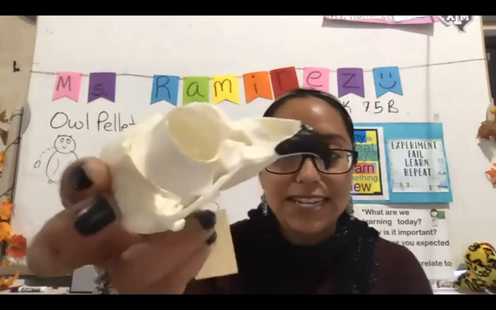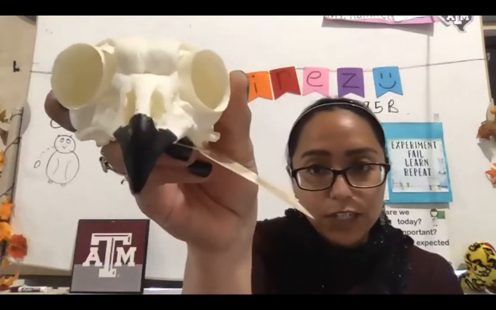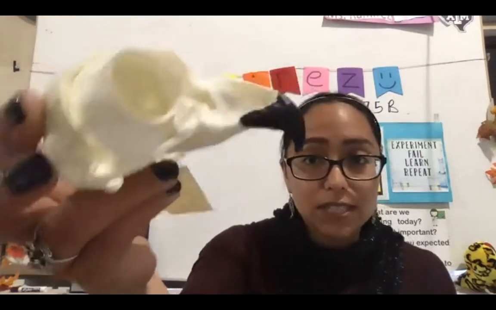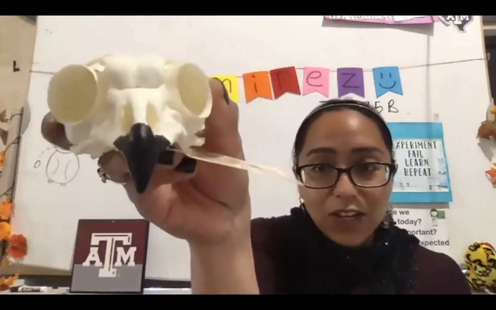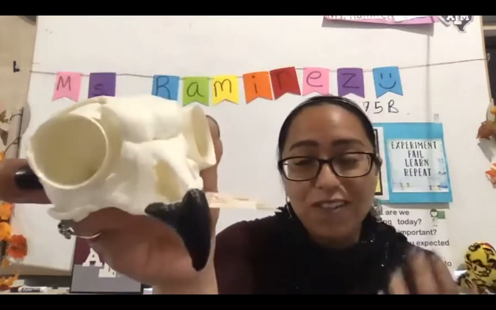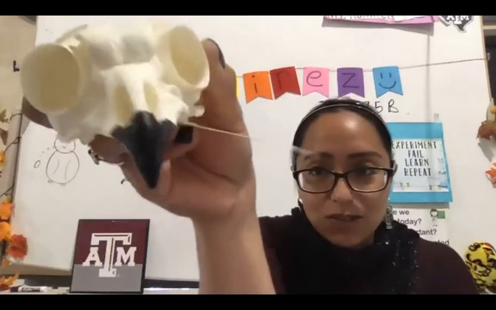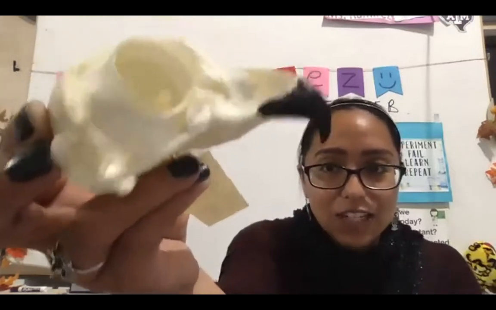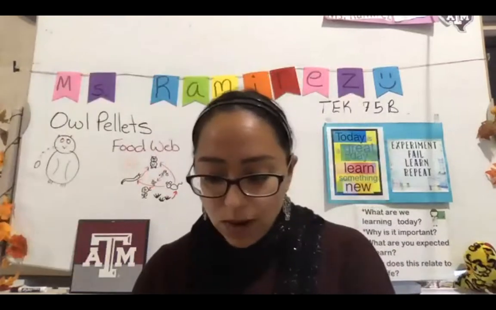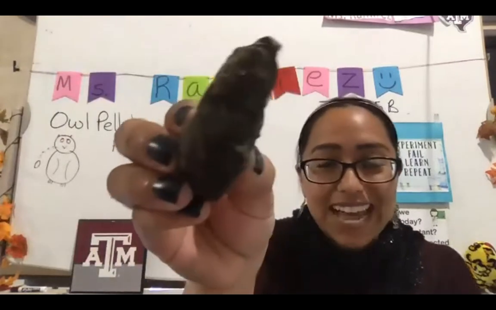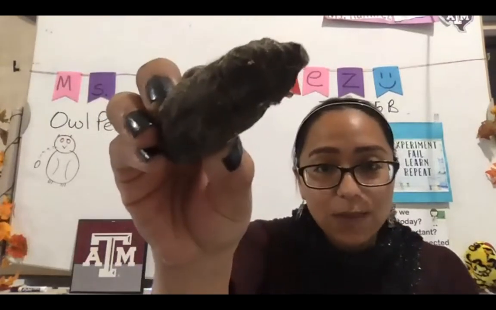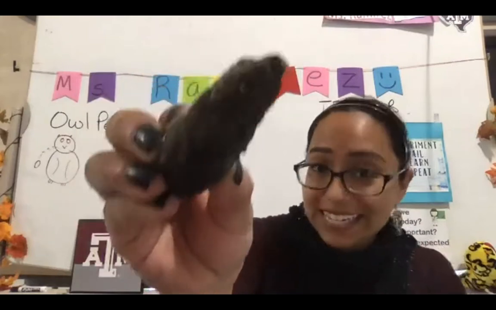So let me go ahead and show you guys a skeleton of an owl. So make some observations. What do you guys notice about the skull of an owl? And how do you think its structure of the skull would allow it to be an excellent hunter? So notice those big eye sockets and that sharp beak. And later on, we'll also be taking a look at what's inside an owl pellet. So be thinking about what do you think an owl pellet is.